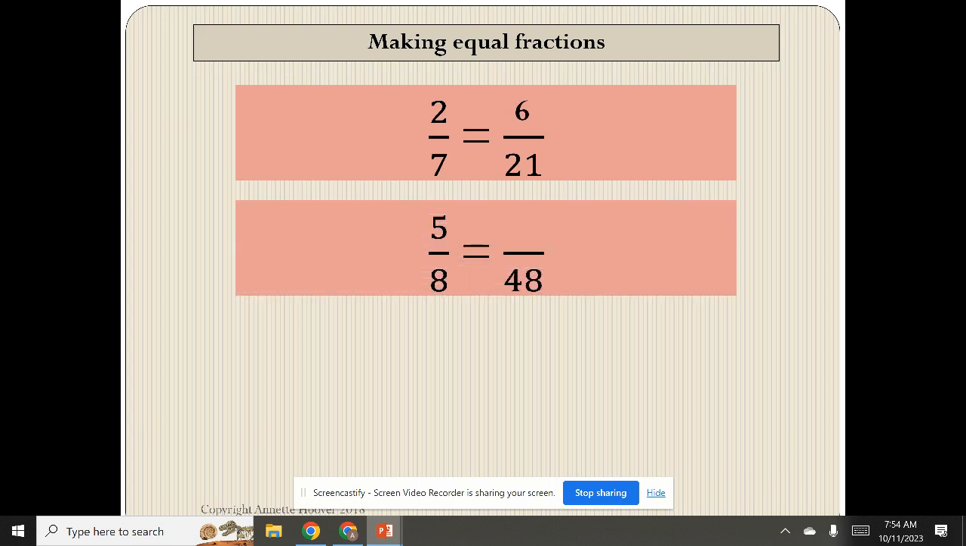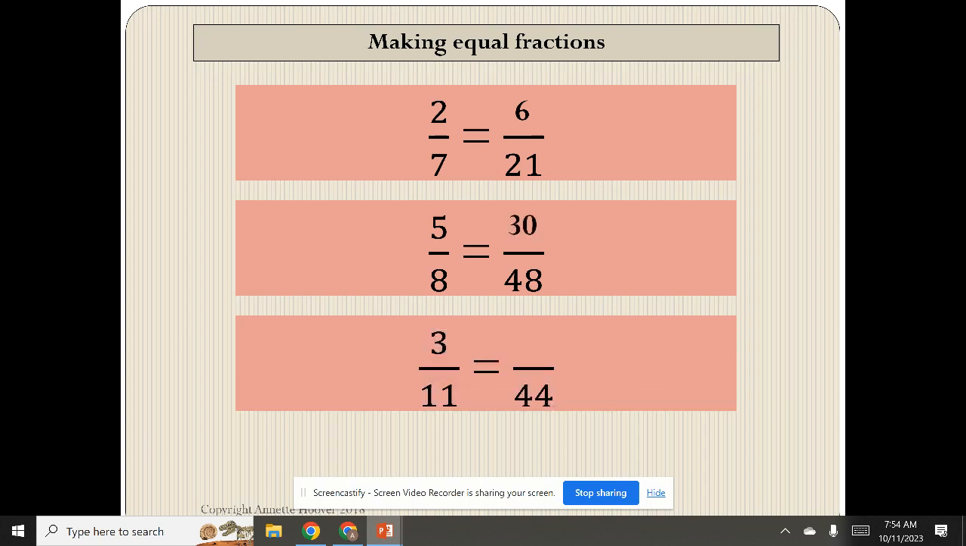The next one we have is 5/8. And if we were to rewrite it with a denominator of 48, we would have to multiply 8 times 6. So we do the same thing to the top. So that fraction would be rewritten as 30/48. Two more examples. 3/11, rewritten with a denominator of 44. You would multiply 11 times 4. You would do the same to the top, and that would be 12/44.